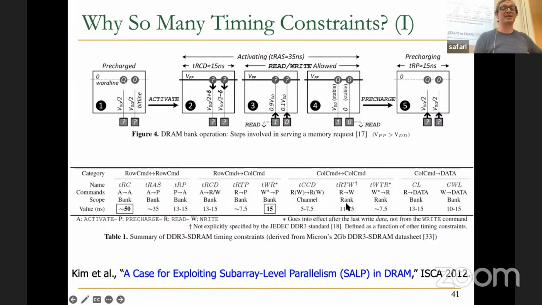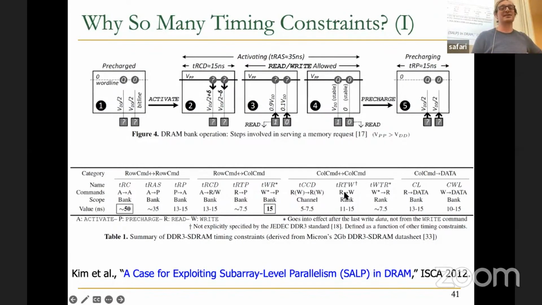There's a rank level timing constraint, read to write. This is actually not necessarily specified this way in the standard. We say it's not explicitly specified by the JEDEC standard, as you can see. But I think intuitively, insightfully, it's a read to write timing constraint. You need to obey this as a function of other timing constraints. But I think intuitively, it's good to think about it as a read to write timing constraint.